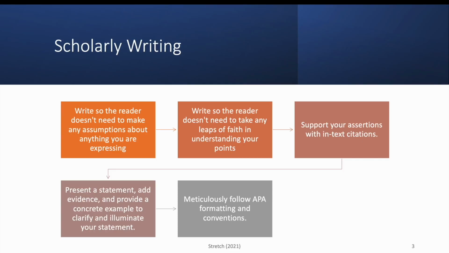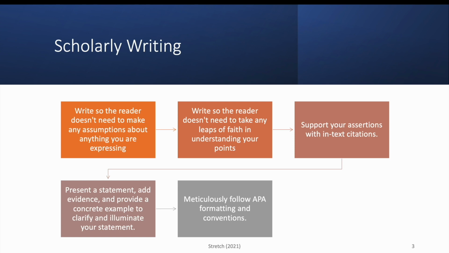So we're going to start off by talking a little bit about scholarly writing. You need to write so that your reader doesn't need to make any assumptions or figure anything out. You want to make sure that every point you make leads clearly to the next point. There are no gaps in what you're writing. You also want to make sure you're supporting any assertions with in-text citations, ideally with serial in-text citations at the graduate and doctoral level.